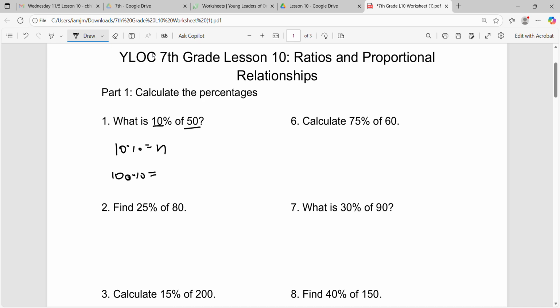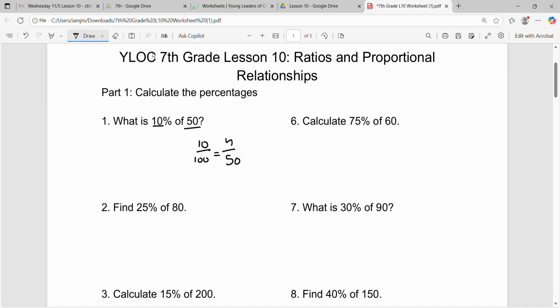This problem indicates that 100% of 50 is just 50. Knowing this information, we can create an equation: 10 over 100 is equal to n over 50. So what is 10% out of 50? This is what the equation is presenting.